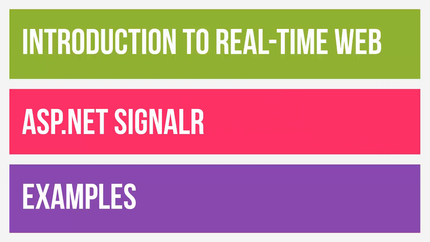So today I'm going to be talking about the real-time web. We're going to first explain what it is and why it's so important. Then we're going to cover ASP.NET SignalR, which is an open source framework built by the team at Microsoft. It was actually built as a sort of side project by Damian Edwards and David Fowler in their spare time, and it was adopted by Microsoft.